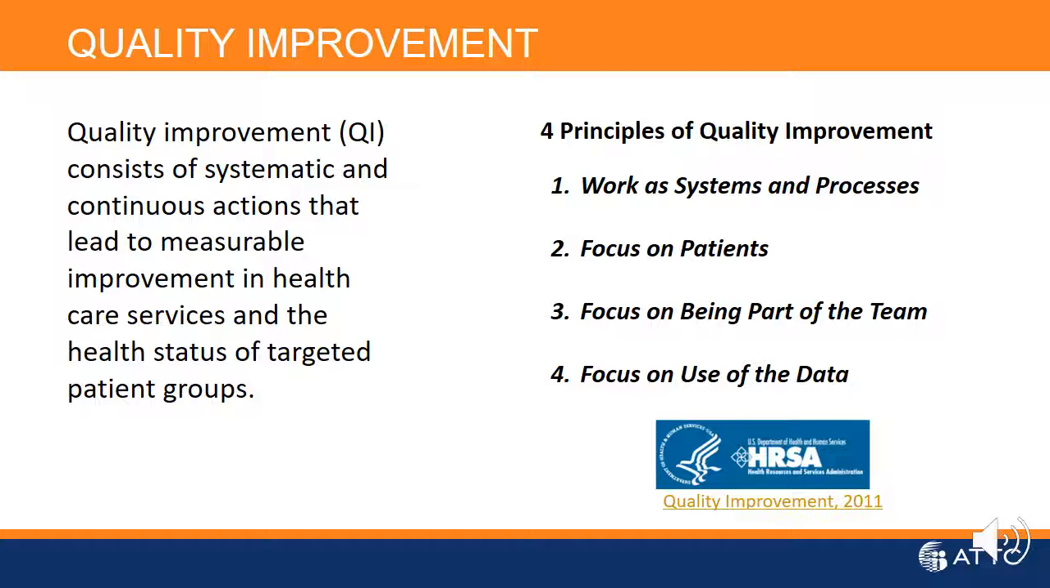Quality improvement is defined as the systematic and continuous actions that lead to measurable improvement in healthcare services and the health status of targeted patient groups. Quality improvement metrics and methods are closely aligned with those of technology transfer. The Health Resource Service Administration's 4 principles for quality improvement provide good guidance for facilitators: work as systems and processes, focus on patients, focus on being part of the team, and focus on the use of data.